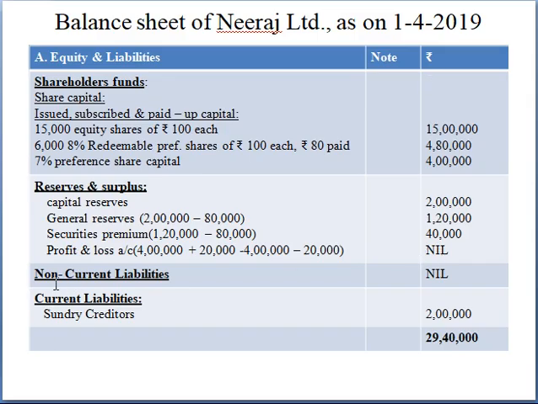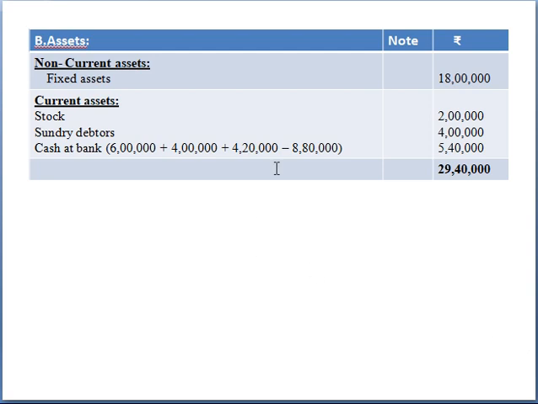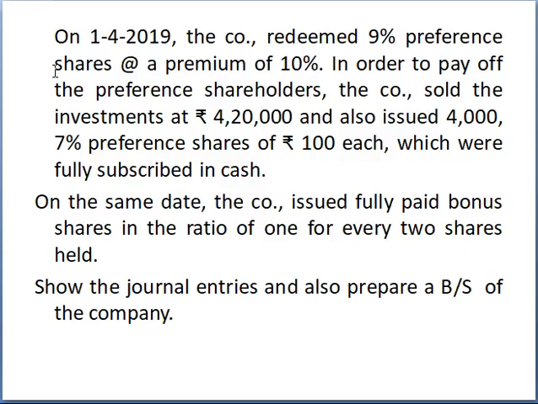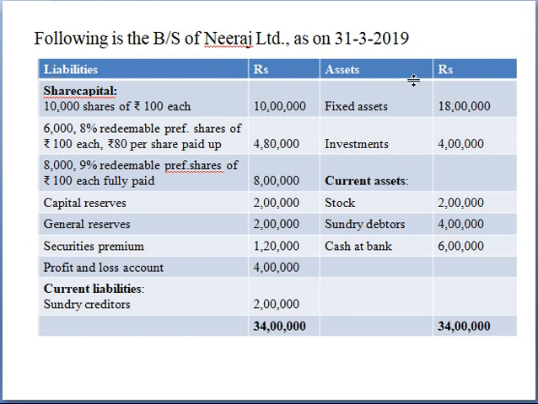Okay. Third one is the non-current liability. As there is no non-current liability in the given problem, I entered it as nil. And next is the current liability, which is 2 lakhs. So add all the items, you get 29 lakhs 40,000. Now we'll enter in the asset side. The first one is the non-current assets. Non-current assets are called the fixed assets, and there is no calculation for fixed assets, no information is given. So enter the full amount, which is 18 lakhs.